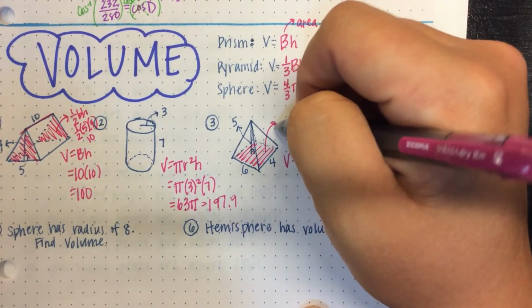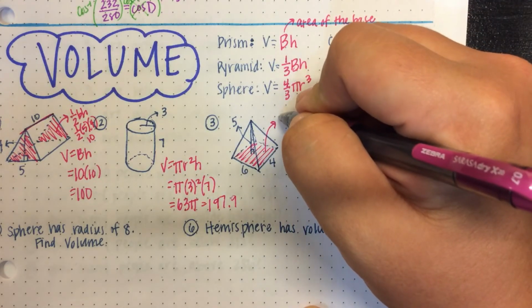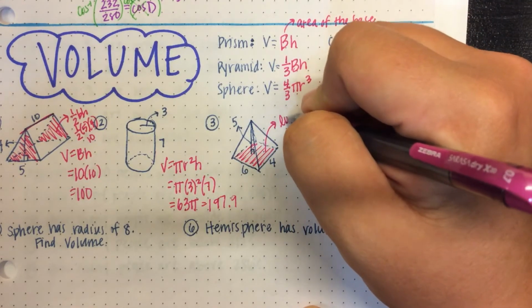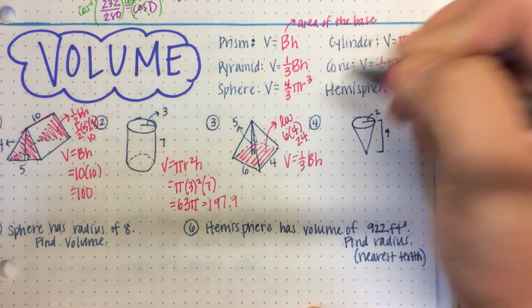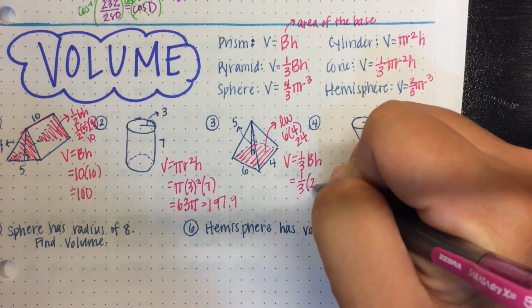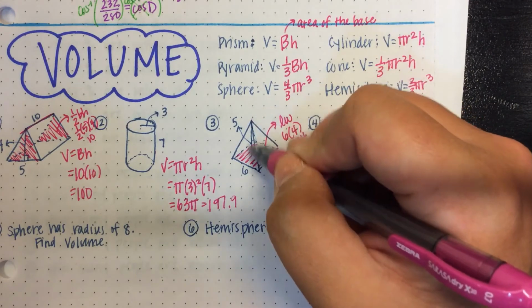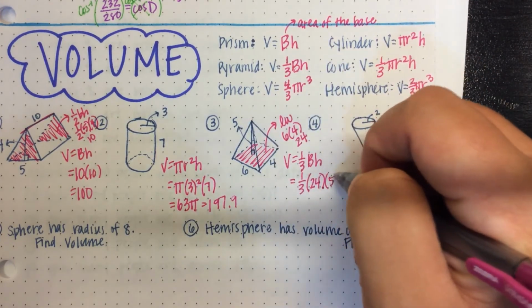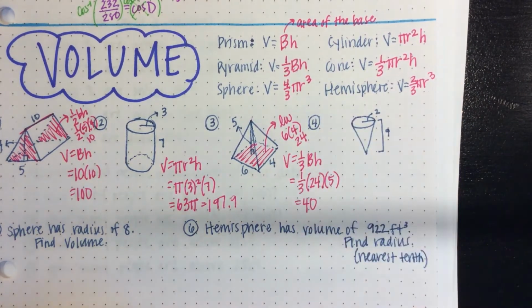Okay, so we've got volume is 1/3 area of the base times the height. So now I have a rectangle. It's a 6 by 4. So then my area of the base is just going to be length times width, or 6 times 4, which is 24. So my volume is 1/3 times the area, 24, times the height of the whole pyramid, which is 5. Well, 1/3 of 24 is 8. 8 times 5 is 40.